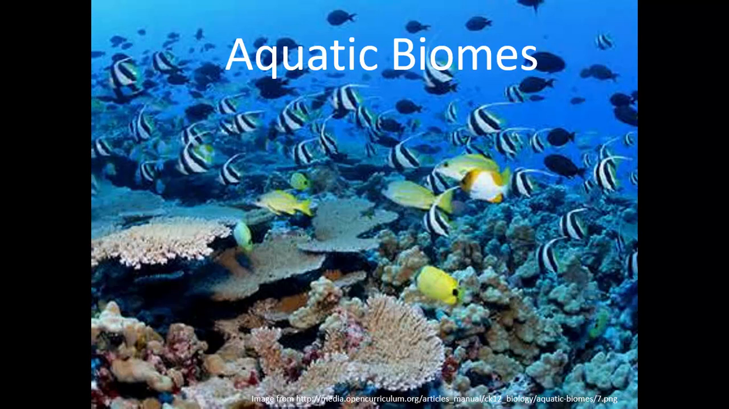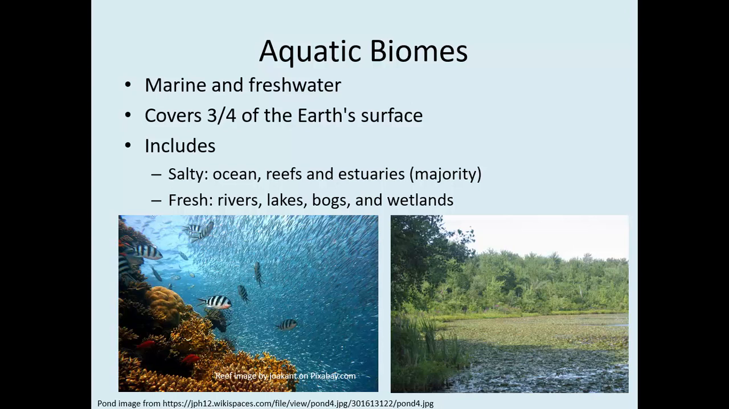In addition to terrestrial biomes, of course, there are aquatic biomes on Earth. Aquatic biomes include marine water, so ocean, and also freshwater. And we're somewhat biased in looking at terrestrial biomes because we tend to live in terrestrial biomes, but aquatic biomes do cover 3/4 of the Earth's surface, and most of that is salty water, so oceans, reefs, and estuaries. And then, of course, there are some that we probably experience more on a day-to-day level, which would be freshwater systems, which would include rivers, lakes, bogs, and other wetlands.